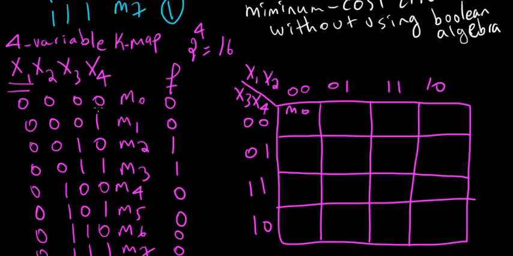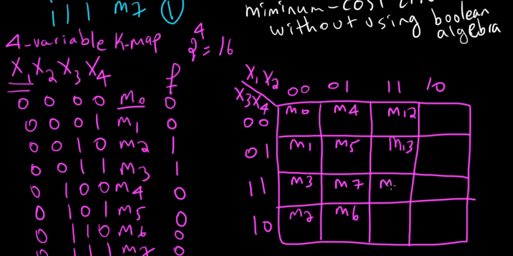So 0 0 0 0, which is this one, is minterm 0, and then you get m1, and then you get m3, and then you get m2, and so on. I'll just write this as fast as possible. M7, and then M6, and then M12, M13, M15, M14, M8, M9, M11, M10.